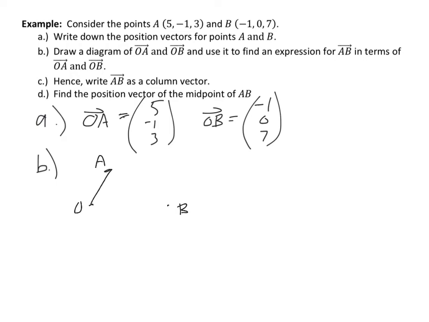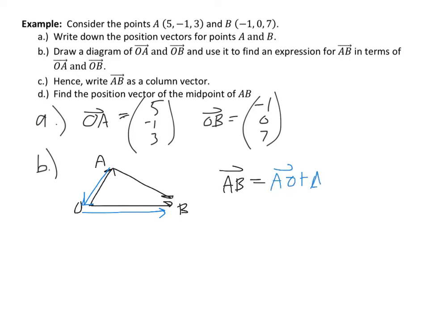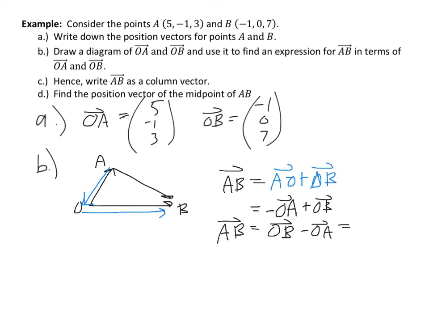All right, so if this is vector OA and this is vector OB, and someone wanted me to get an expression for AB, I would probably say AB would just be AO and then add OB. But AO is just the opposite of OA. And if I really wanted to make this pretty, then I suppose I could just say that AB is OB minus OA.